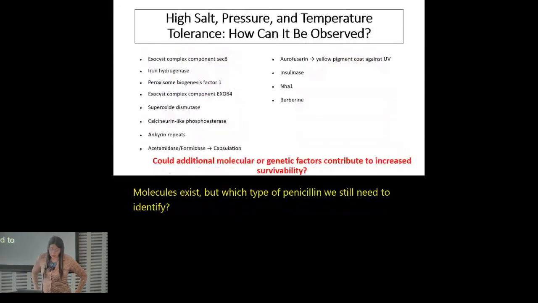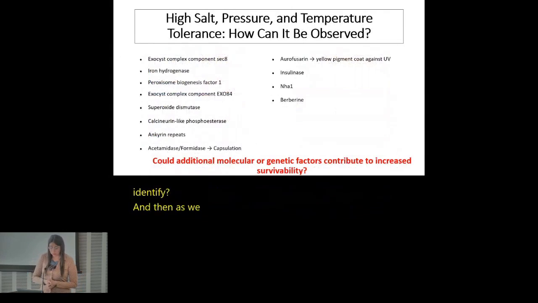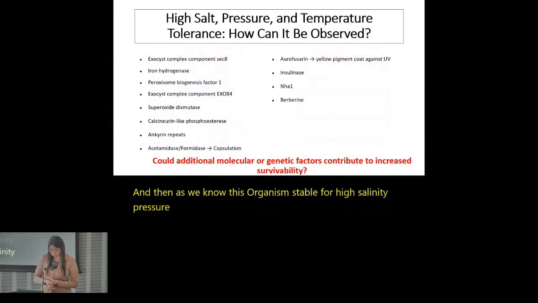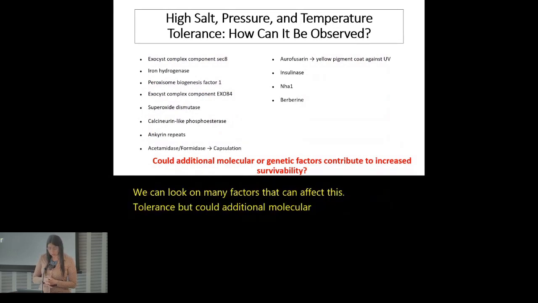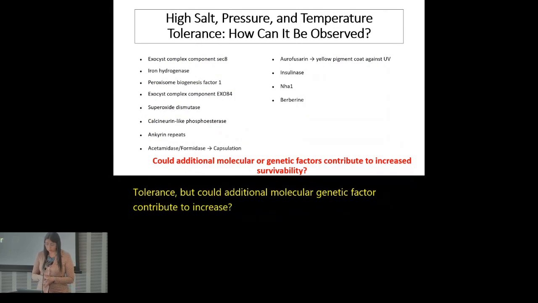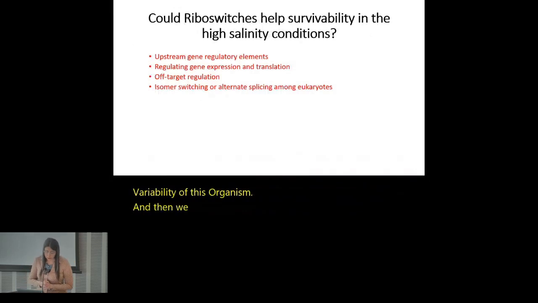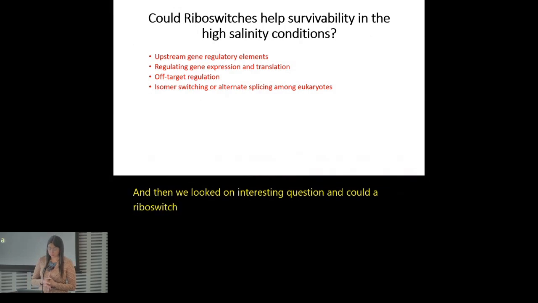And then, as we know, this organism is stable under high salinity, pressure, and high temperature. How can it be observed? We can look at many factors that can affect this tolerance, but could an additional molecular genetic factor contribute to increased survivability of this organism? Then we looked at an interesting question: could a riboswitch help survival in high salinity conditions?